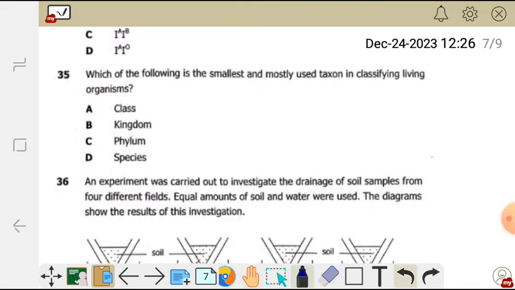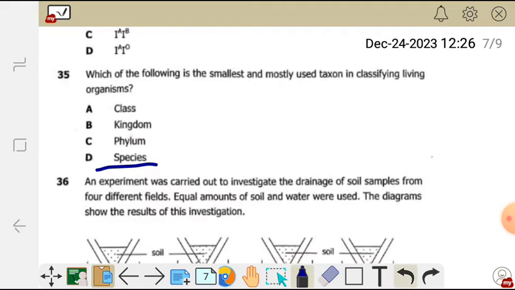Which of the following is the smallest and mostly used taxon in classifying living organisms? A. Class. B. Kingdom. C. Phylum. D. Species. Okay, so the one which is smallest is the species. Okay, mostly used: species. The species name is the name that we use to name the organism itself.